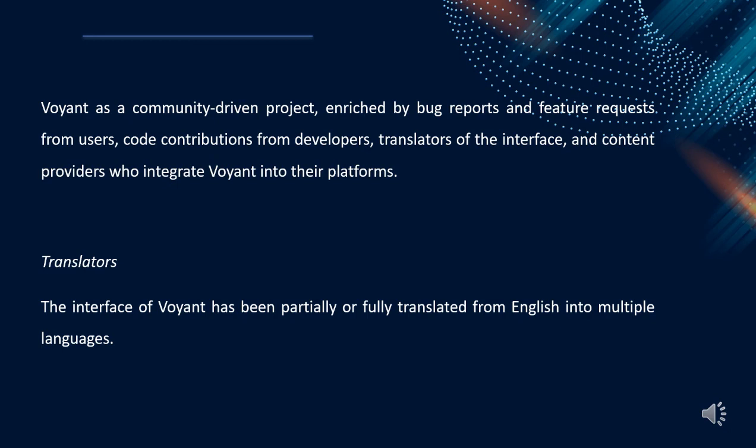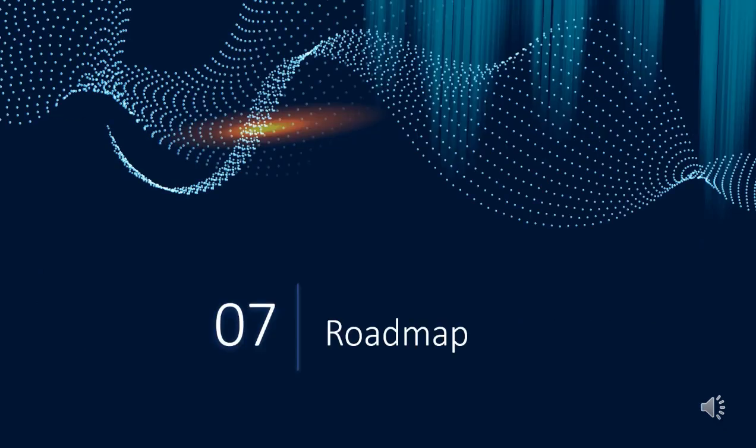Translators. The interface of Voyant has been partially or fully translated from English into multiple languages, including Arabic, Bosnian, Czech, Croatian, French, Hebrew, Italian, Japanese, and Serbian. Voyant is a great way for a new user anywhere in the world to start experimenting with text analysis.